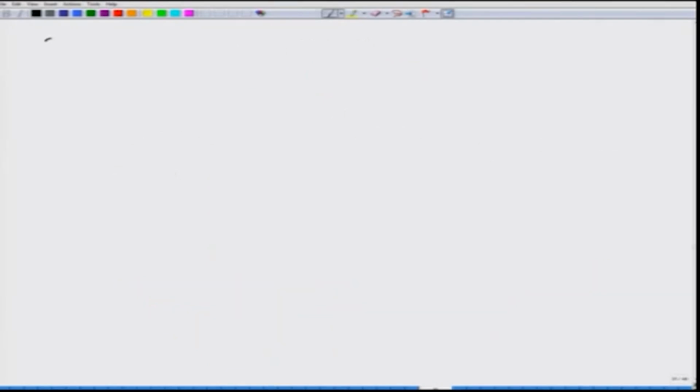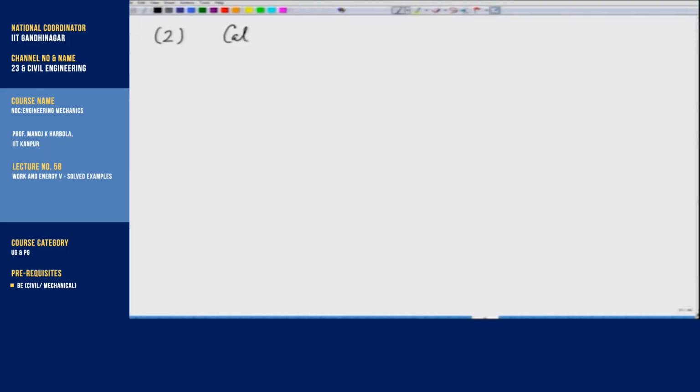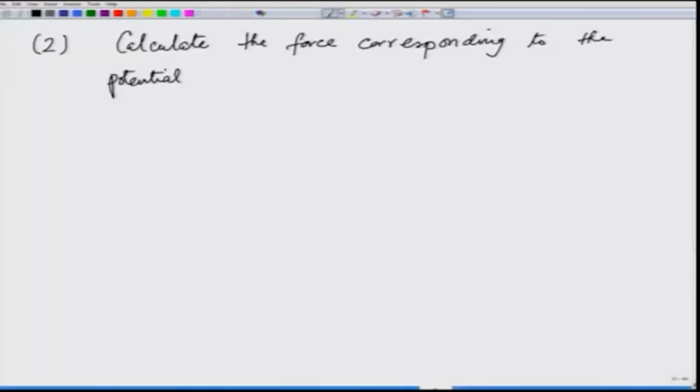The next problem, I go the other way and I am going to give you the potential energy, and from that we will calculate the force. So, the problem is calculate the force corresponding to the potential energies given below.